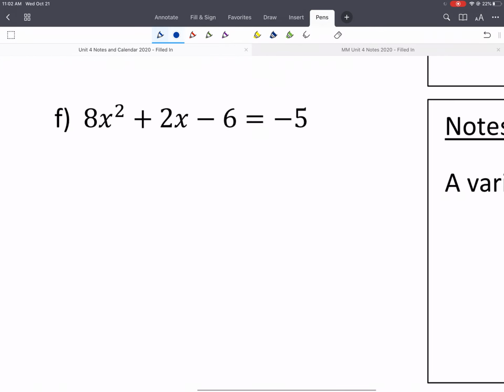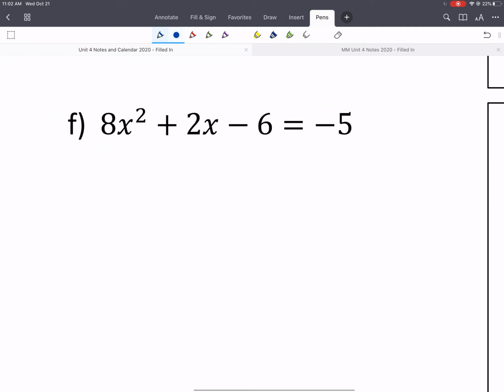All right. Let's see what we got here. So we'd add 5 to both sides. Got to have everything on one side. So that leaves us with a negative 1.